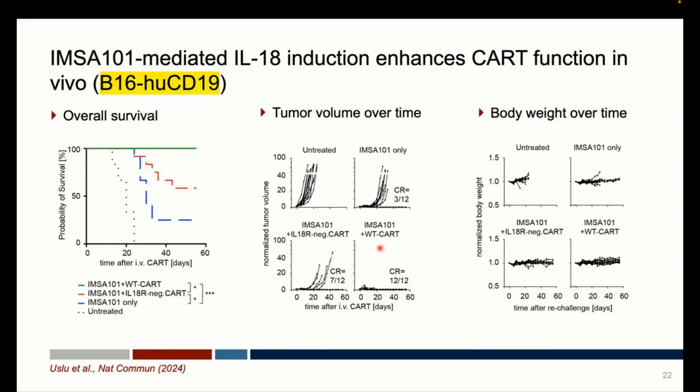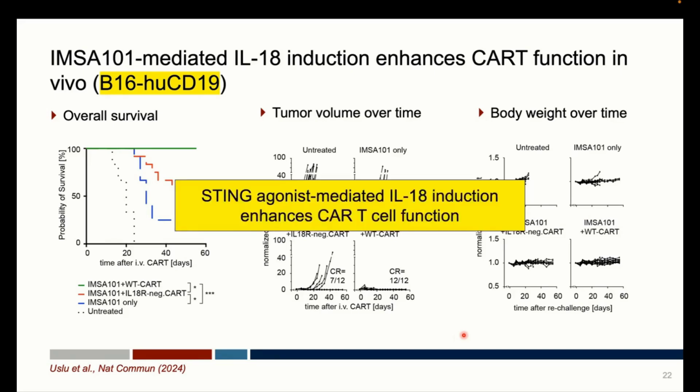So that confirms basically that the knockout CAR T cells really performed worse when compared to the wild-type CAR T cells. And here again, if you look at the combination treatment group, we could not see any body weight change. So basically the treatment works pretty nicely and does not cause any side effects in those mice. So based on this experiment, we could basically conclude that STING agonist-mediated IL-18 induction enhances CAR T cell function.